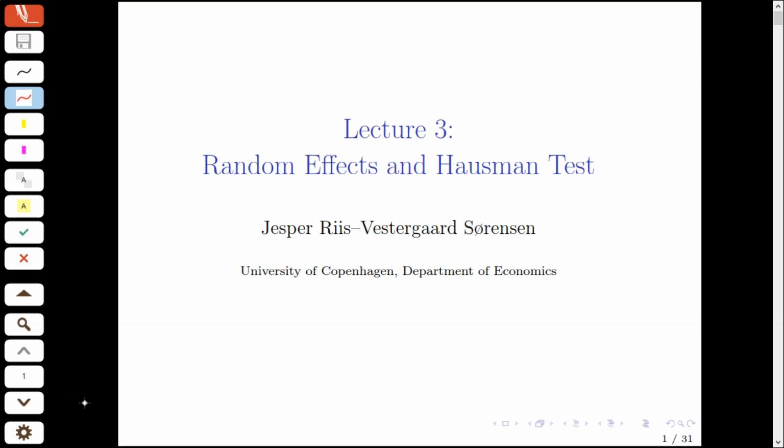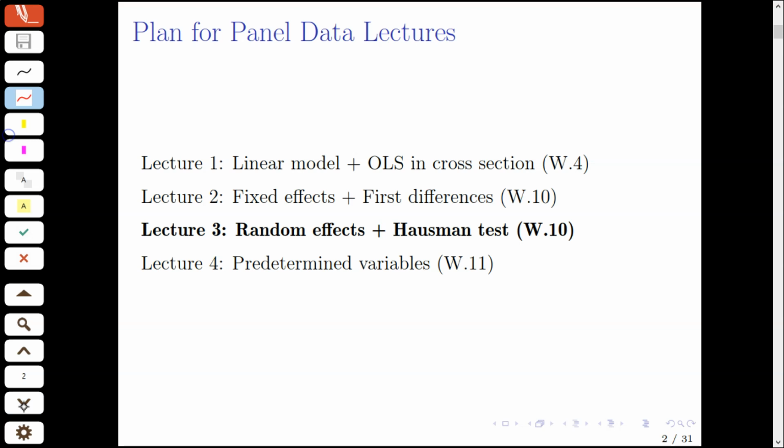Today's lecture concerns the random effect method of estimation as well as the Hausman test. This lecture continues our series of lectures on the linear unobserved effects model for panel data, where last time we talked about two different methods for estimation known as fixed effects and first differences. The random effects method constitutes a different approach which relies on slightly different assumptions.